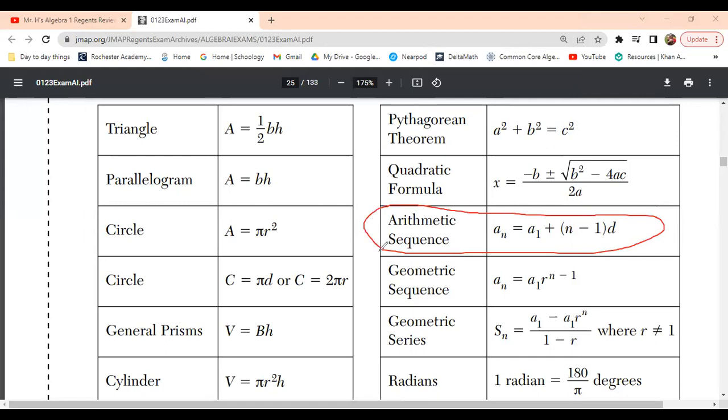So I'm going to write this down on my iPad. It's A sub n equals A sub 1 plus n minus 1 times d. So it's just the formula that they're giving you, and basically it allows you to calculate any term if you know the common difference and you know the initial term, and you can use this formula to find whatever you need. So in this example, let's go back to the iPad.